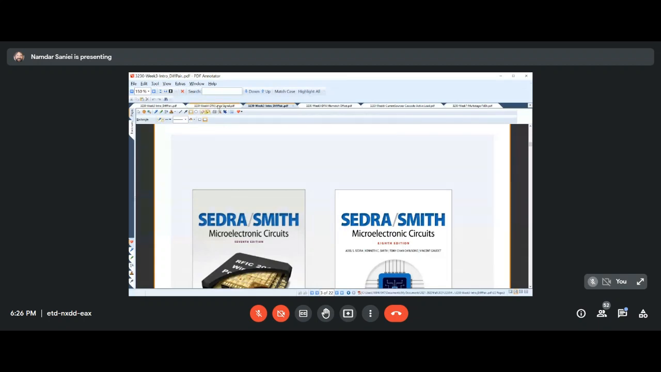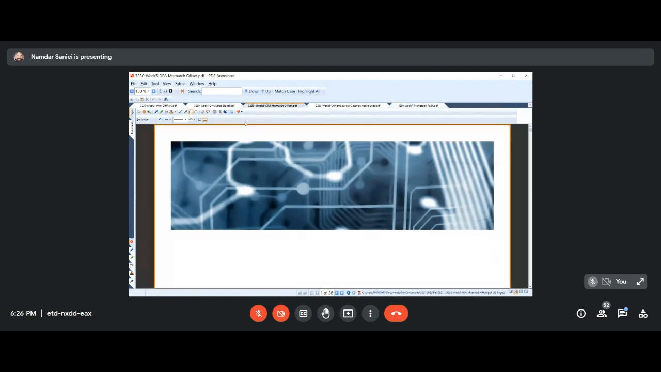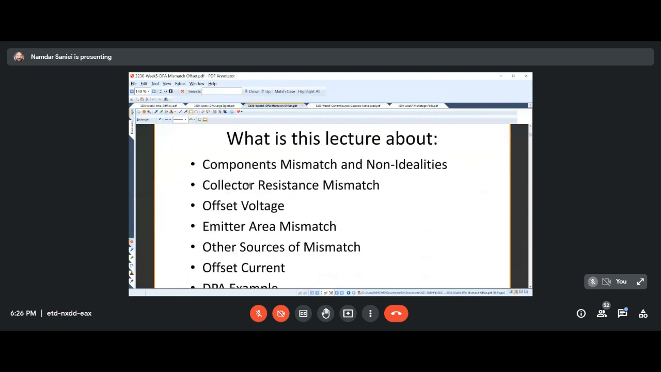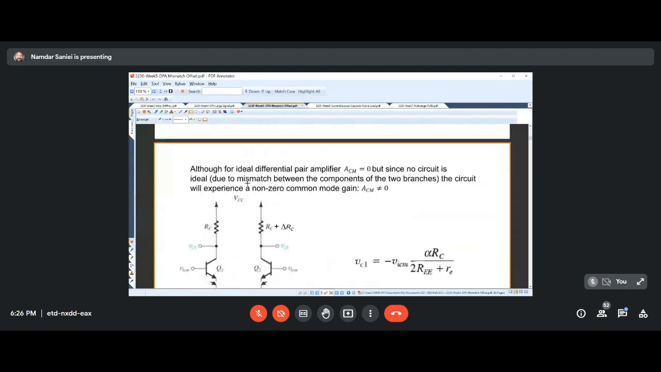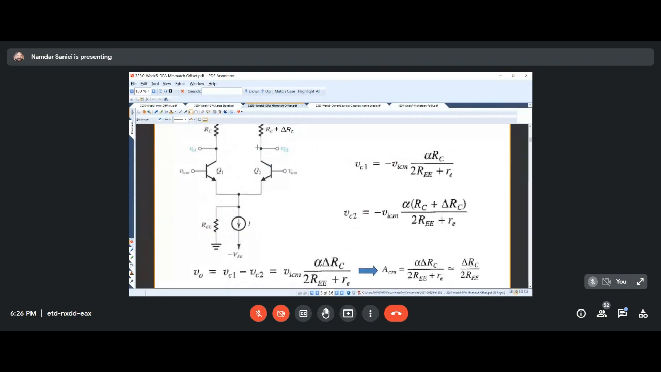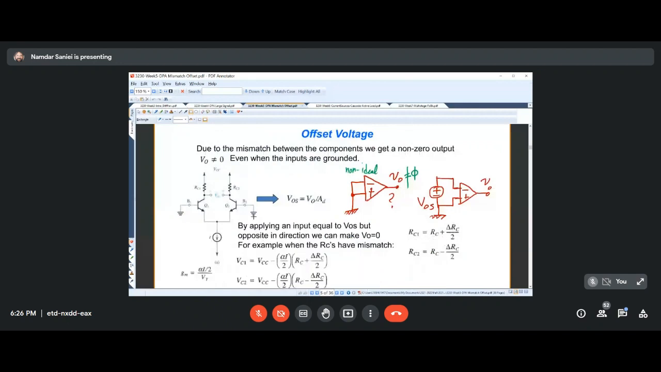Oh, 3, 4, sorry, 5. So this is repeated. I go to the 5th lecture, which is this one. Then we continued our exploration in the real situation for this differential pair amplifier by looking at this situation in a little different way.